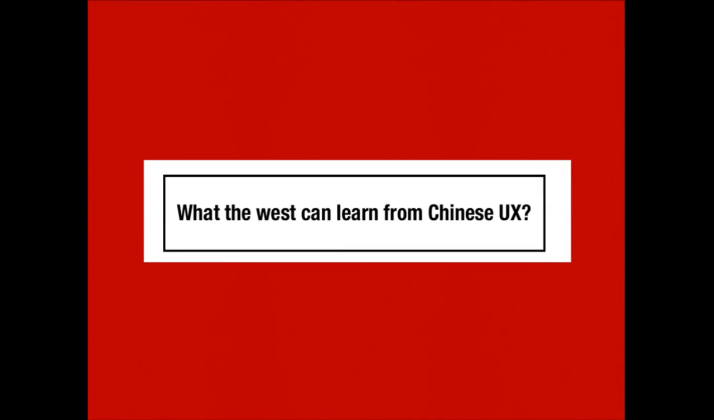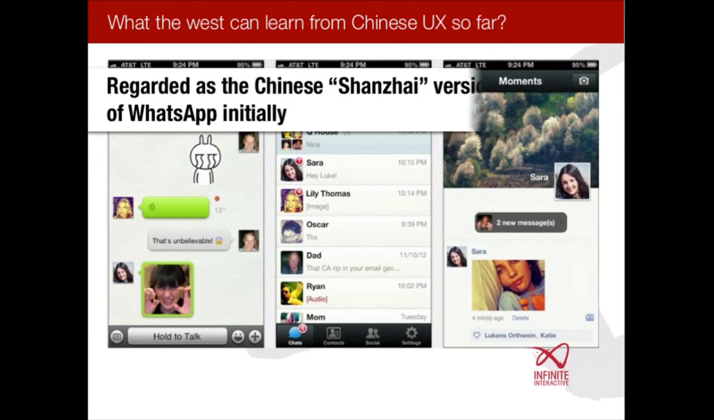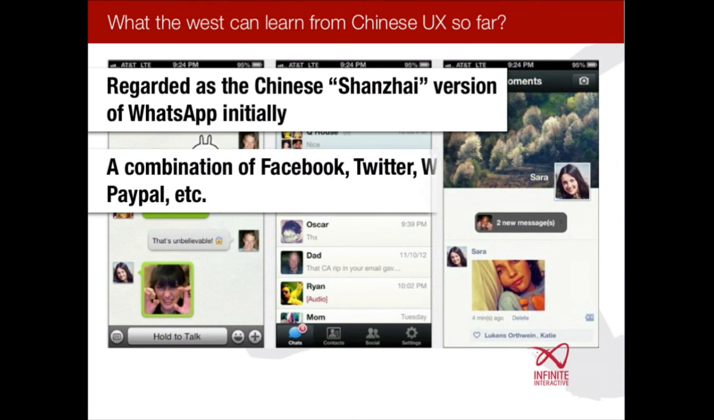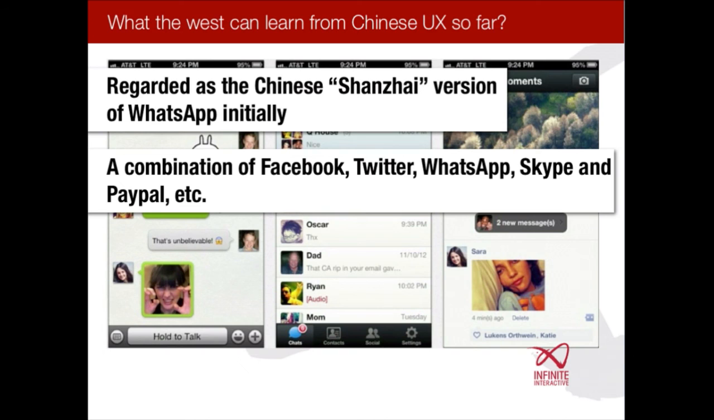So what can the West learn from Chinese UX so far? There is much more than you would think from a copycat. I mean, it's true that in terms of UI and technology, at the moment, lots of Chinese websites, apps and products are still copied from the West, but it's changing. I'd like to draw your attention to one of the products called WeChat. It was developed by Tencent and released in 2011. Initially, it was regarded as the Chinese version of WhatsApp. But in fact, it's not. Over the years, it evolved to be a combination of Facebook, Twitter, WhatsApp, Skype, and PayPal, everything really.